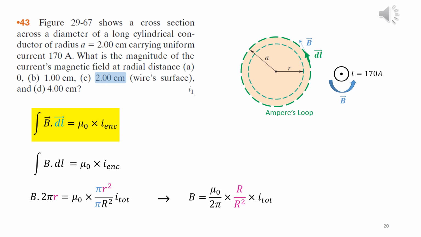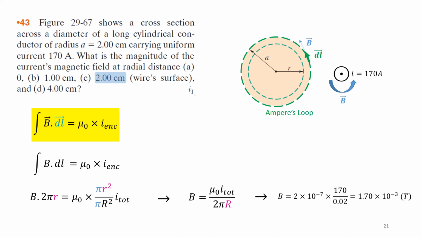Now they are asking you to find the magnetic field's magnitude at the edge of the wire, meaning at r equals a, which is 2 centimeters, on the wire surface. So you repeat the same work, but this time small r is equal to big R, and thus you will find the final answer, mu 0 I over 2 pi r. You substitute and find the magnitude B.